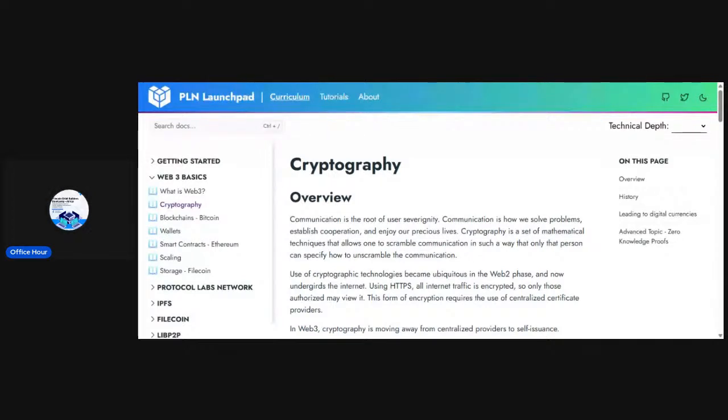So what's cryptography? Overview. Communication is the root of user sovereignty. Communication is how we solve problems, establish cooperation, and control our precious lives. Cryptography is a set of mathematical techniques that allow one to scramble communication.